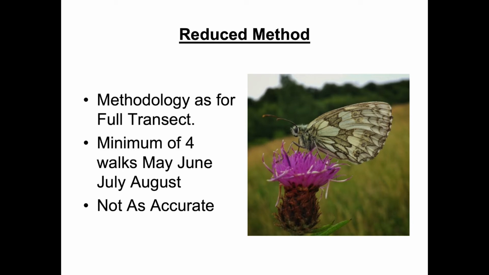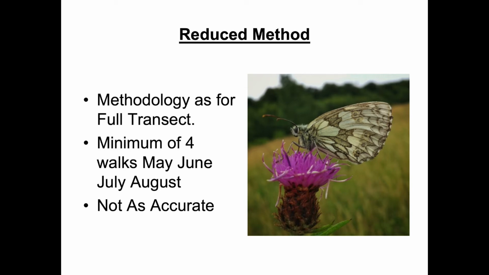Now, because we monitor just over 100 sites in Warwickshire, even though this is less accurate, by just monitoring the best time in May, June, July and August, we can still get very good data and give people feedback about how their site is doing. So we can say how a species is doing on these sites, most species in most years.